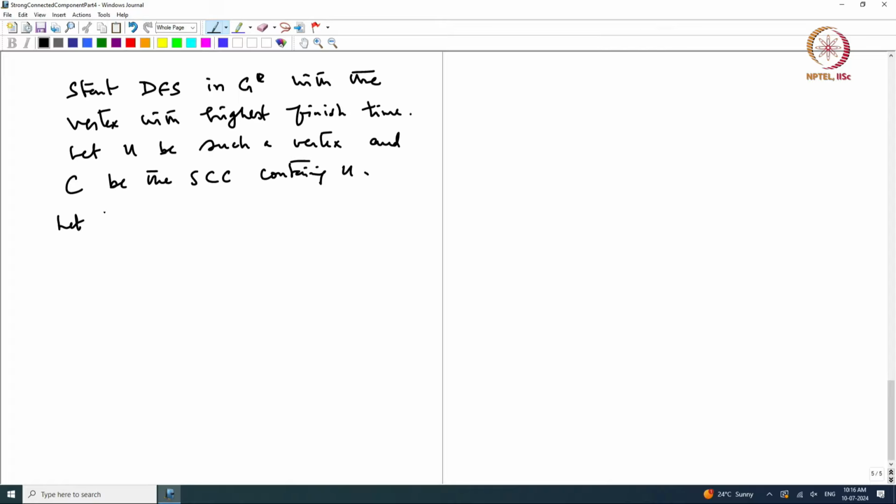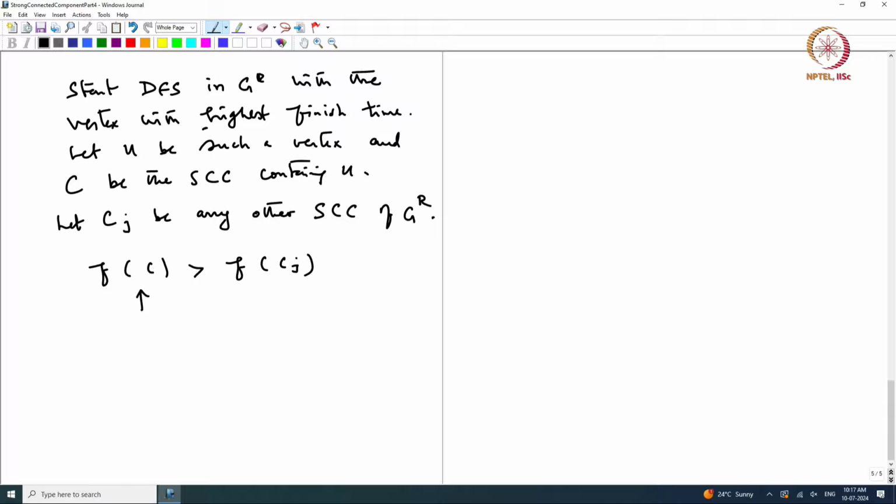Let Cj be any other strongly connected component of GR. Strongly connected components of GR are the same as those of G. We start with the highest finish time. Therefore, f of C is greater than f of Cj. Why? This has the highest finish time. So, the finish time of Cj will be smaller than that, since there is no edge from Cj to C.